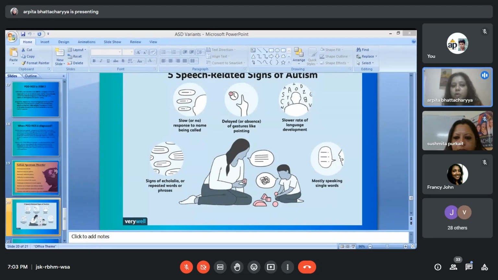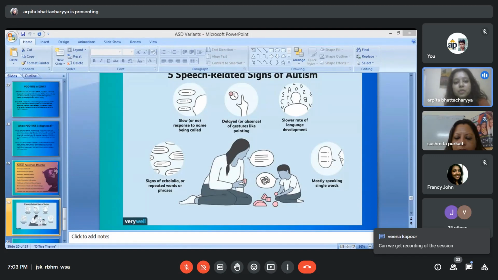So slow or no response to name being called. It's a 2-year-old child. You're calling him by name. He's not responding to it. Is not looking back when somebody is calling from the back or is not coming to you. Delayed or absence of gestures like pointing, not following the pointing.